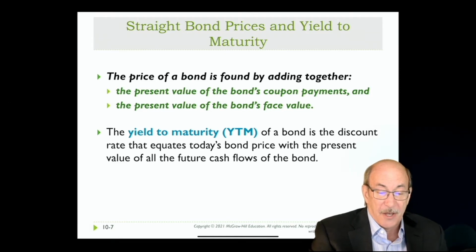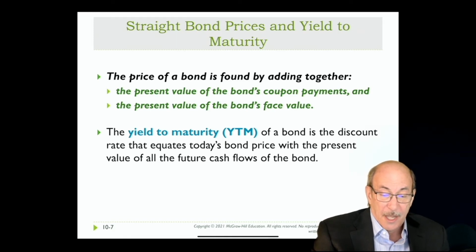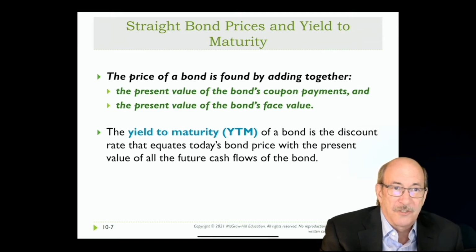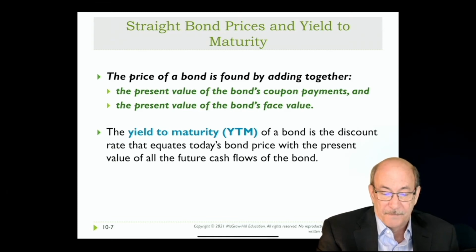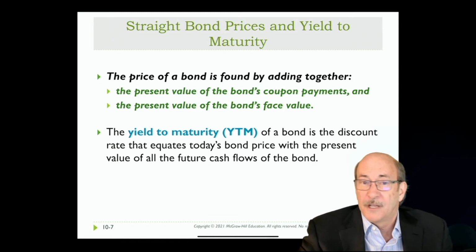Price of a bond is found by adding together the present value of a bond's coupon payments and the present value of a bond's face value. And the rate at which this exercise yields the current market price of the bond is called the yield to maturity.